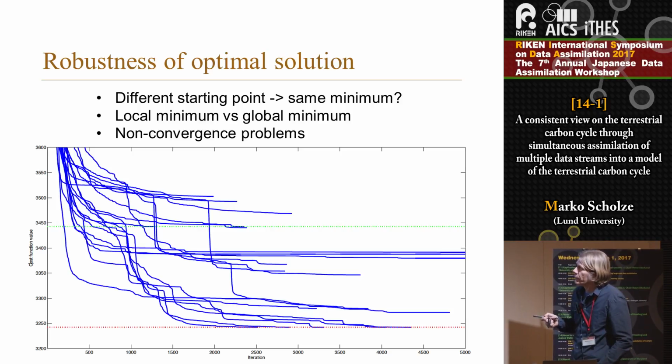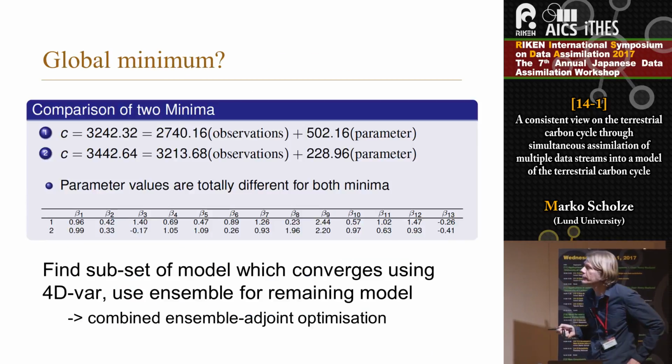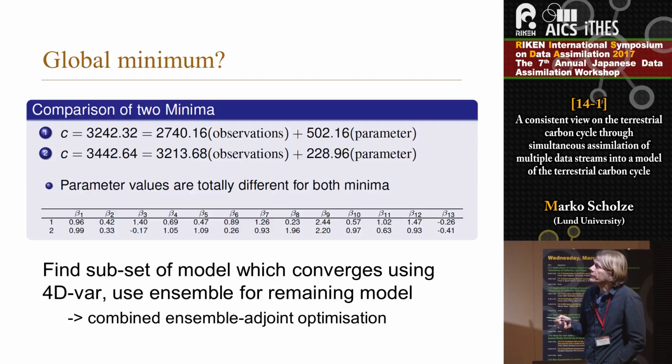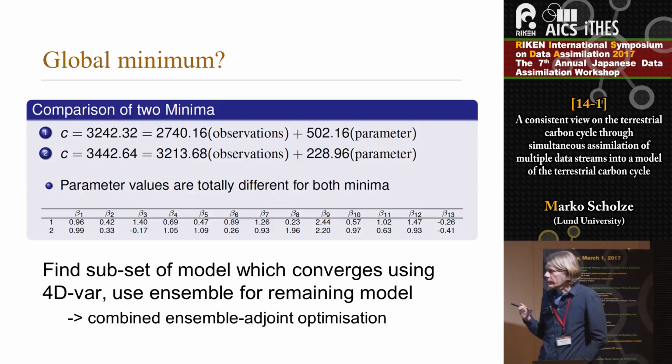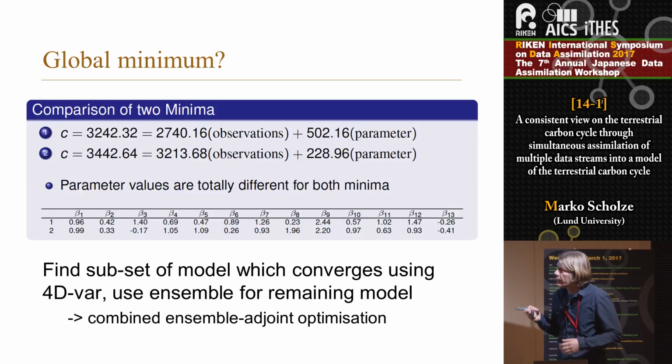And I've picked up 2 points here, so that's most likely a global minimum. Some of them don't even reach a minimum, where the gradient is still considerably large and not going down to 0. And this is another minimum here. So if we compare those minima, we actually do get very different parameter values. And of course, we have a large number of non-converging experiments.